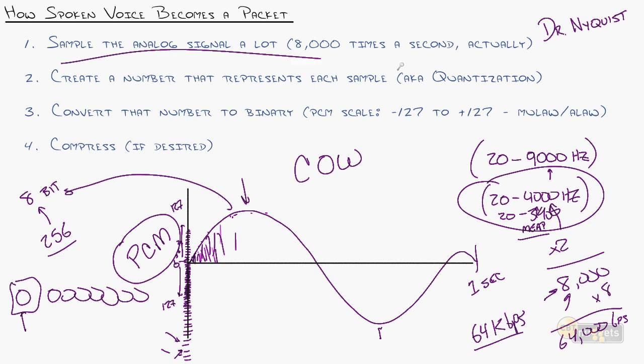So sample the analog signal a lot. Create a number that represents each sample. That's known as quantization. Convert that number into binary, and that's where PCM kicks in, and it says, okay, here's the scale. It doesn't just say, okay, this is the number. There's a quantization scale which says, okay, this electric frequency, and so on, so there's a different scale. So PCM is what takes that electrical frequency scale and puts it into a binary number scale. Wanted to mention that as well. And then you now have the audio. This is how we get G.711.